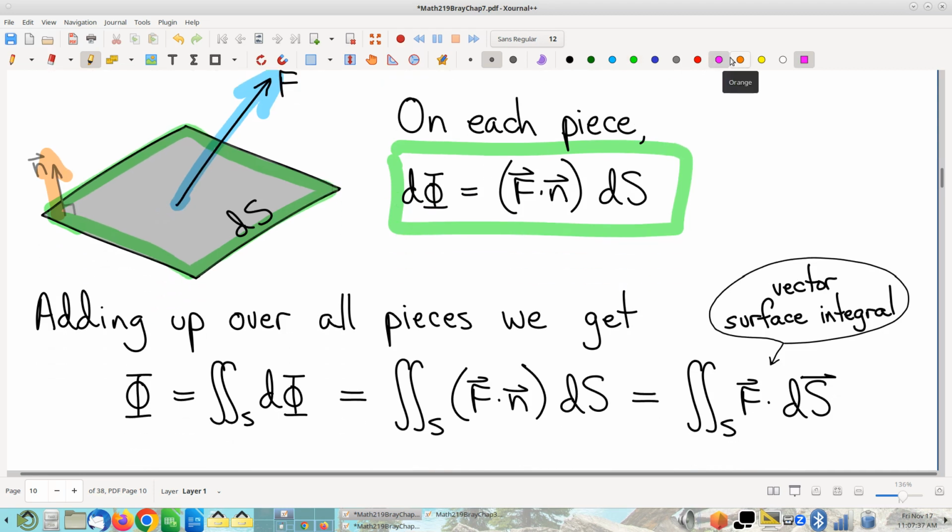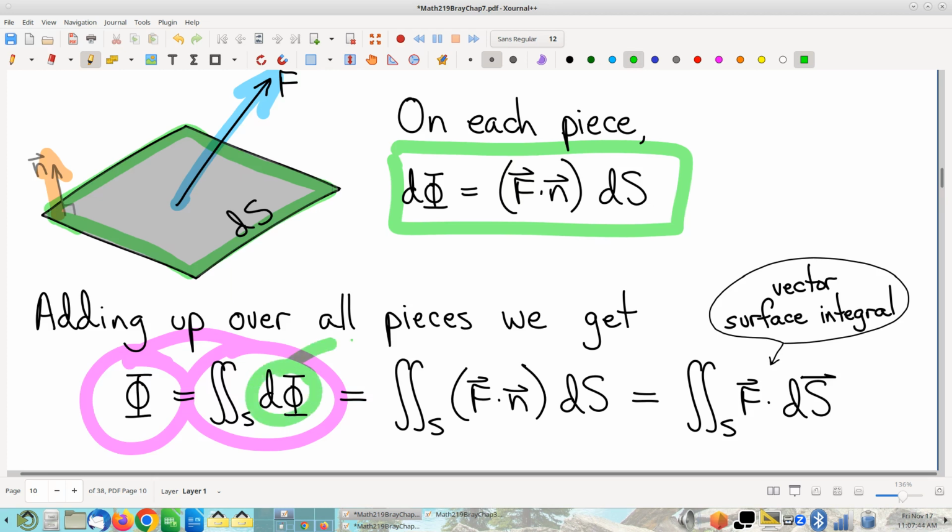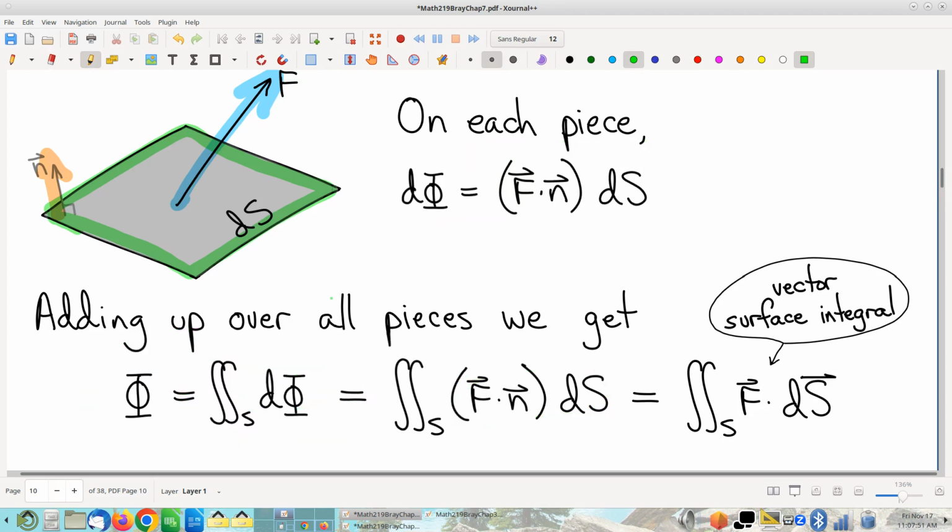If you want to compute the total flux, the whole is the sum of the parts on any given little piece, F dot n dS. And wouldn't you know it, what we have here is, I'm going to say loosely, and then I'm going to disagree with myself in just a minute, but pretty much a scalar surface integral. Is that cool? Okay. All right, now let's talk about orientations.